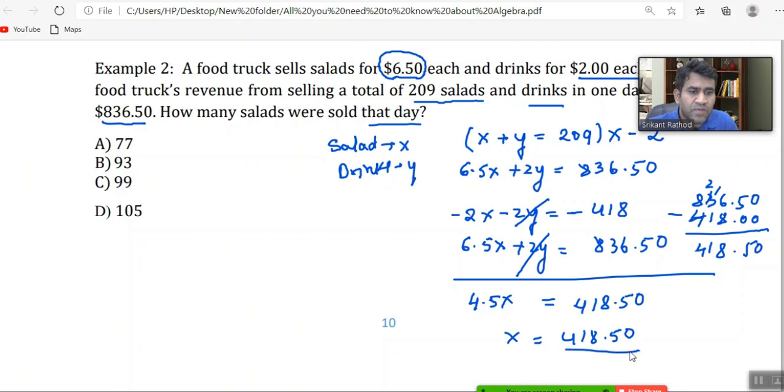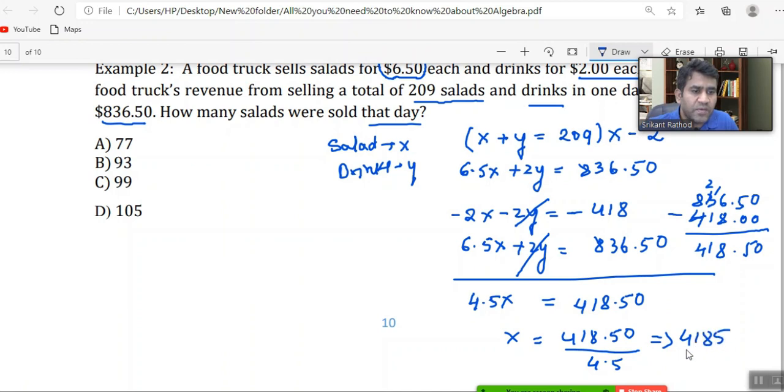418.50 divided by 4.5, or I can also write 4185 divided by 45. If you simplify this expression, you'll get the value as 93, right? So B is the right answer to this question.